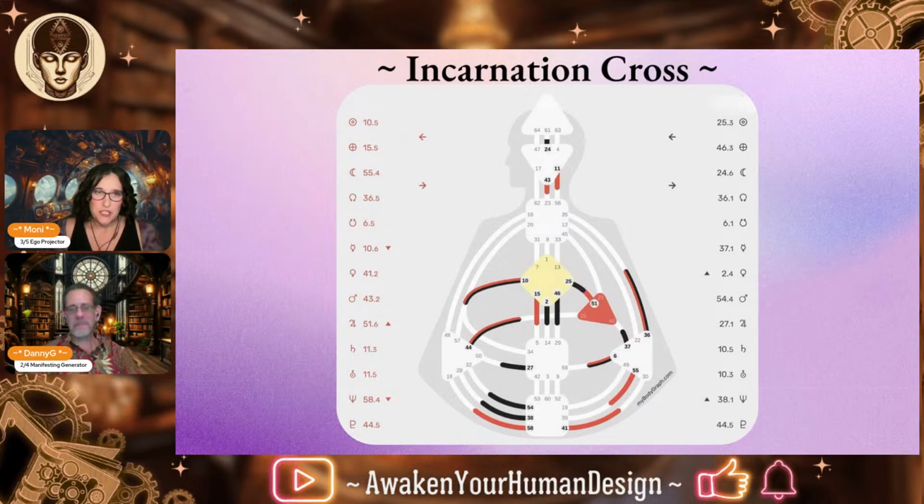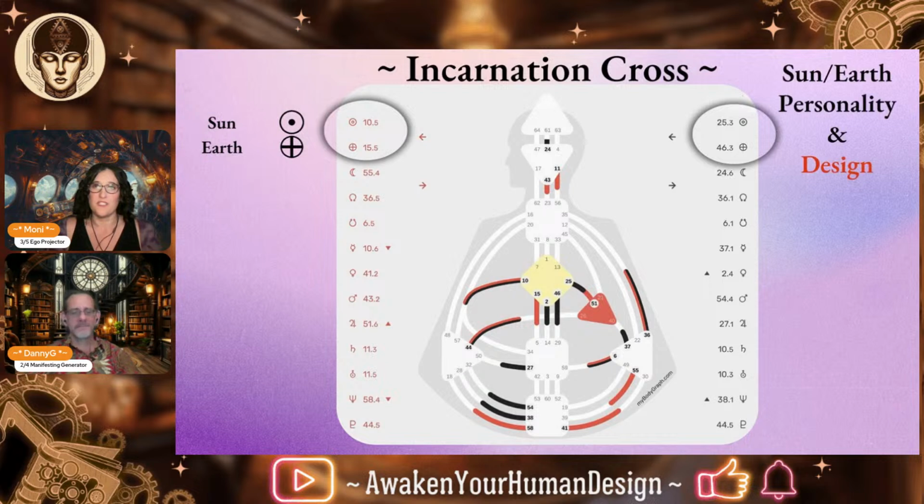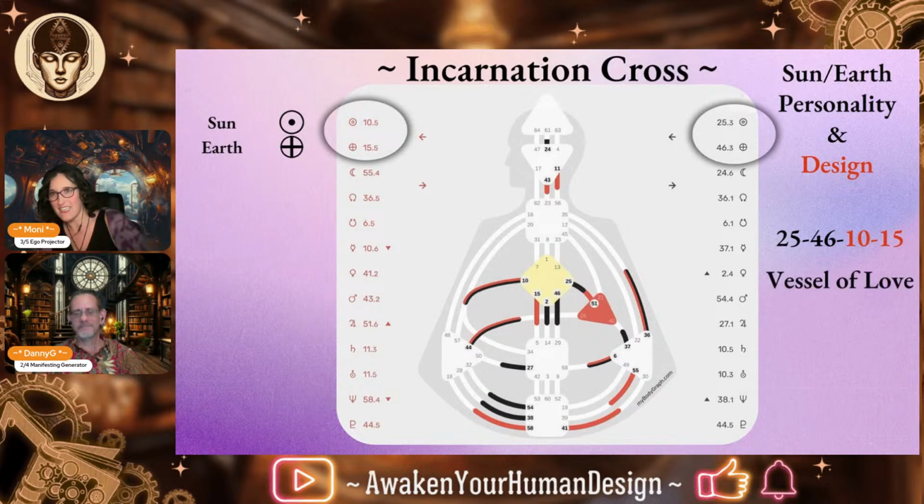Then incarnation cross, just as a brief little, how do you see this in a chart? So the incarnation cross, we're going to go back to that sun and the earth on both sides. So it's the circle with the dot and the circle with the cross in it on both sides. And you're again going to read it from the right to the left, from the black to the red, the personality, then the design. So in this chart, on the right side, we have the 25 and the 46 in black. And then on the left side, we have the 10 and the 15. So the 25, 46, 10, 15 is a vessel of love.